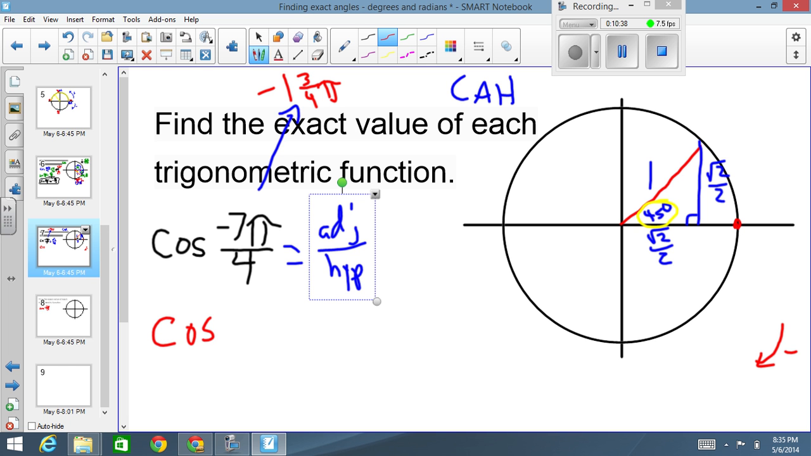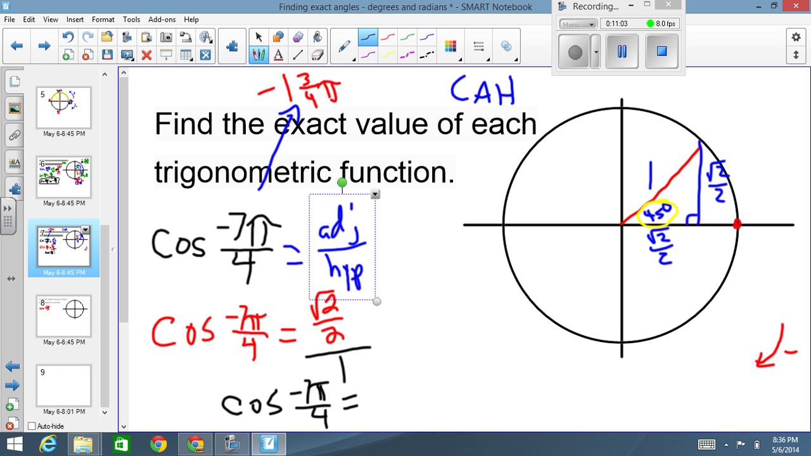So I'm going to have cosine of negative 7 pi over 4 is equal to adjacent, which is square root of 2 over 2, over hypotenuse, which is 1. And we know that any number divided by 1 is just itself. So we have cosine of negative 7 pi over 4 equal to square root 2 over 2. Square root 2 over 2 is the value of the cosine of negative 7 pi over 4. Alright, one more of these.